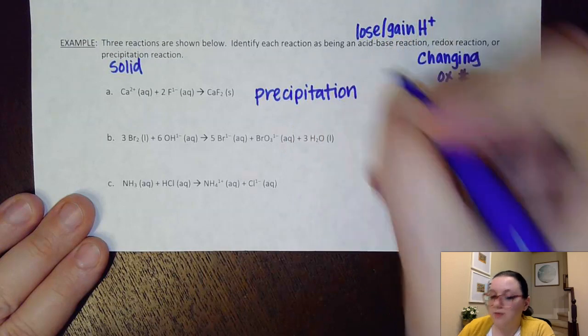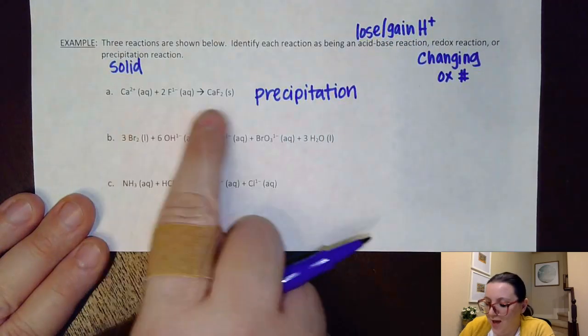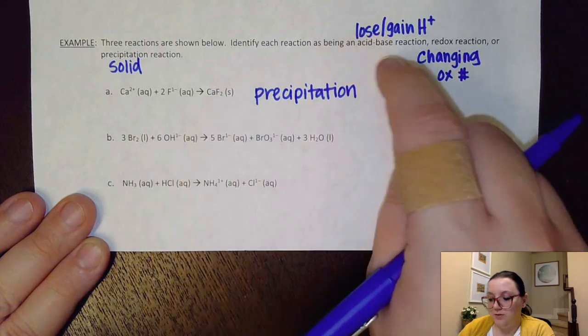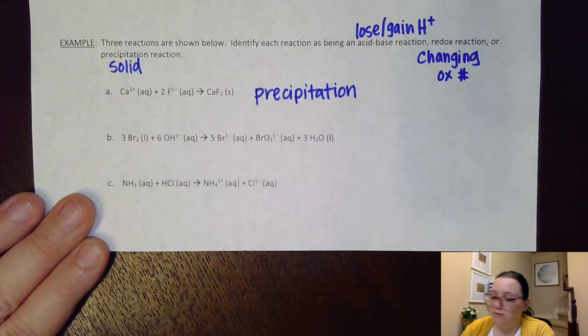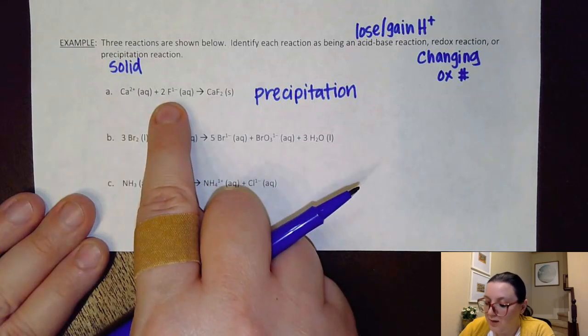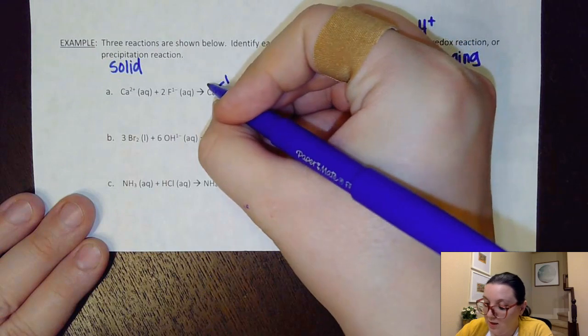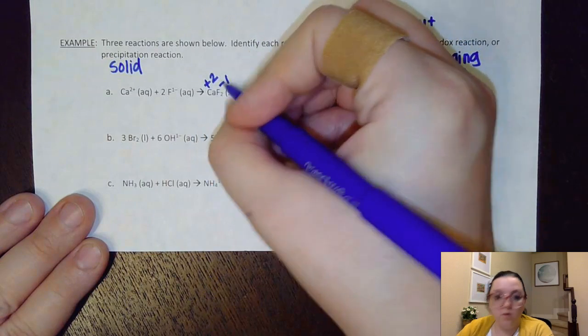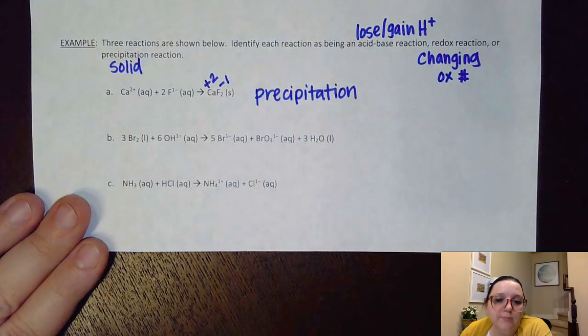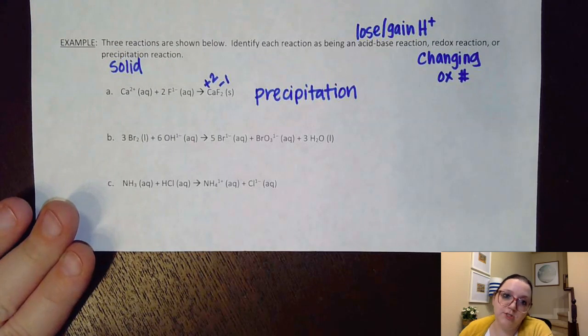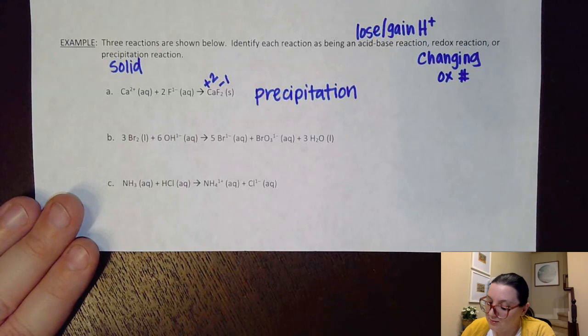However, to rule out the other two, I notice that I don't even have hydrogens involved here. So this is definitely not an acid-base thing, okay? And if I look at my oxidation numbers, I have +2, -1. And in this compound, I would have -1 times 2, and the calcium would be +2. And so those have the same oxidation numbers. So no oxidation numbers changed in that process. So precipitation was a really good bet. All right, let's look at this next one.